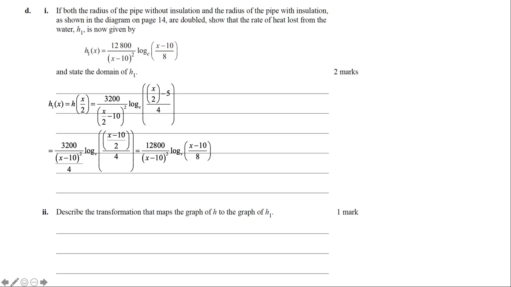Notice that you can combine these two terms and take the common denominator. When you square it, you could get 4 below x minus 10 squared. Flip that around, you will get 12,800 as your first part numerator. And the next part, inside the argument of the log, you will get x minus 10 over 8.